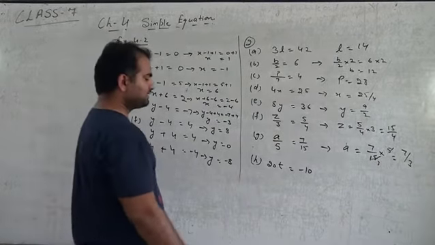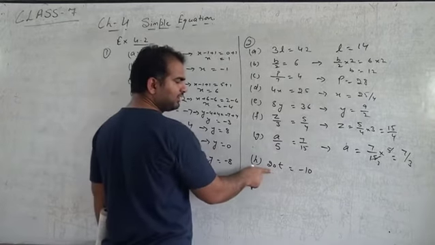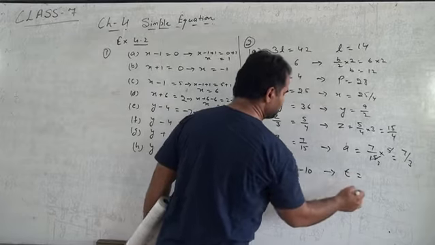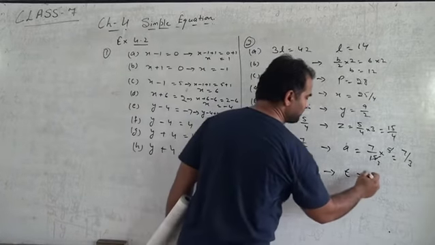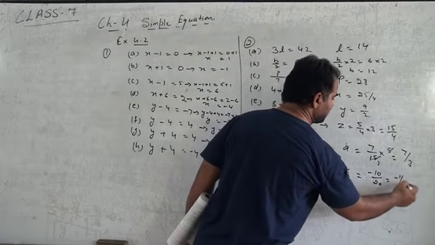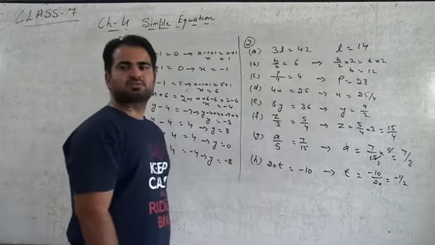Okay. Next, we have to divide this by 20. So it will be t equals minus 10 upon 20. Minus 10 upon 20 will be minus 1 by 2. This is our question number 2.